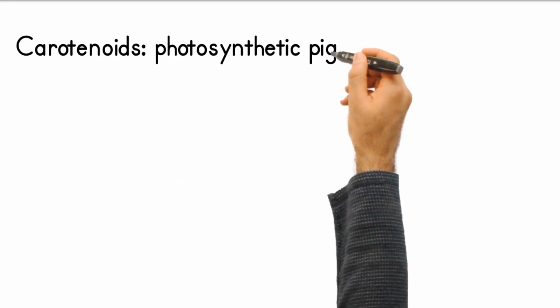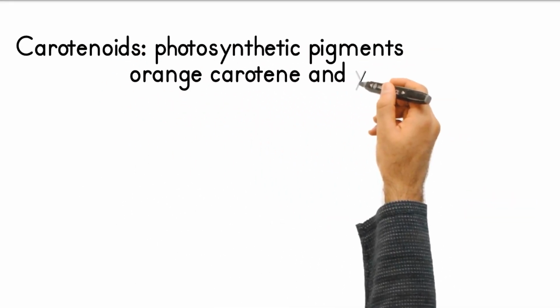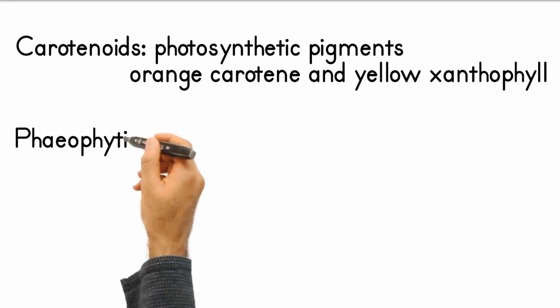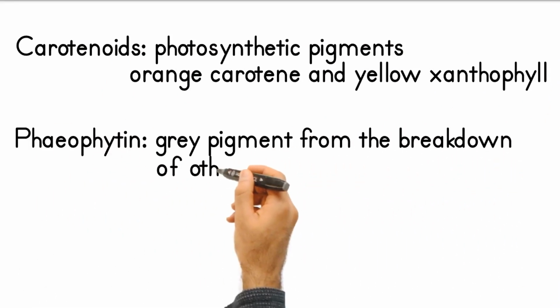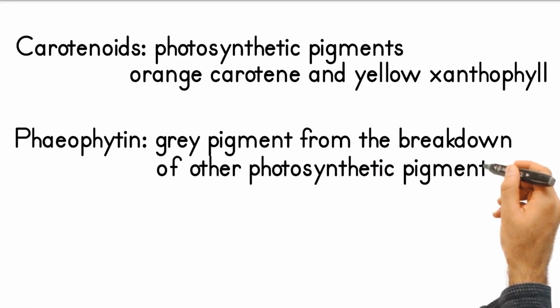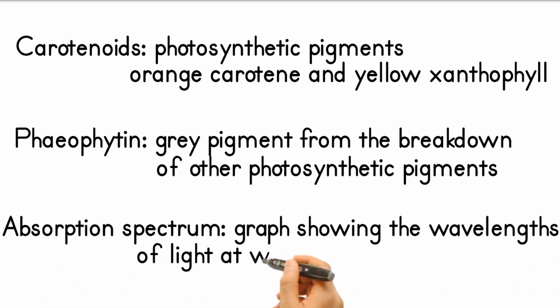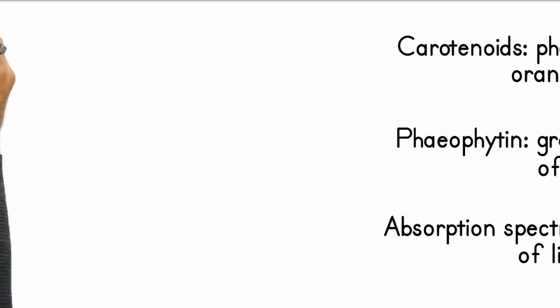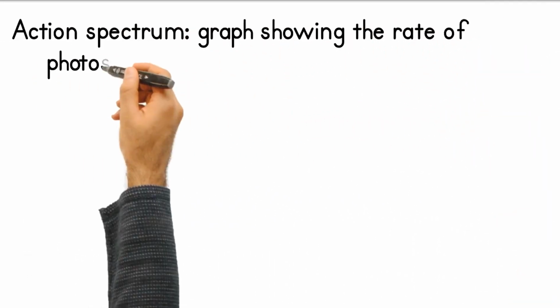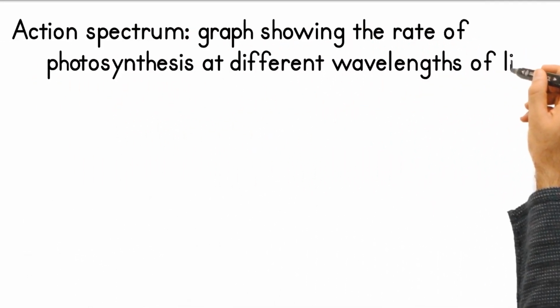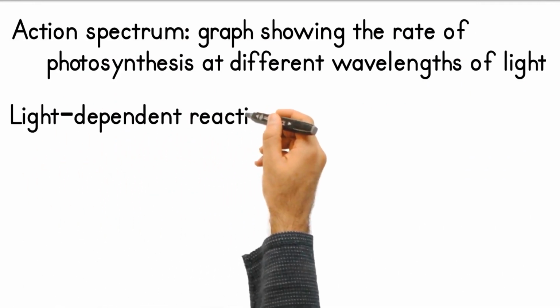Carotenoids, are photosynthetic pigments, orange carotene and yellow xanthophyll. Pheophytin, a gray pigment from the breakdown of other photosynthetic pigments. Absorption spectrum, is a graph showing the wavelengths of light at which a pigment absorbs. Action spectrum, is a graph showing the rate of photosynthesis at different wavelengths of light.